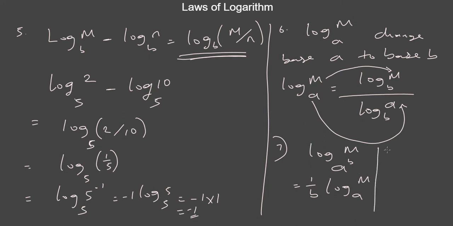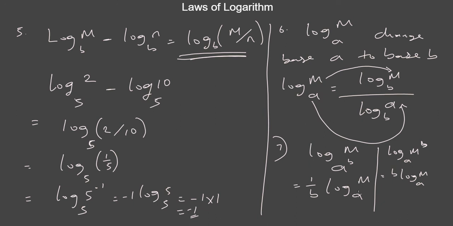This is what I mean. Let's say I have log m raised to the power b, with base a. In this case, I'm going to write it as b log m to base a. But if it is the base that has the power, you invert the power by the time you take it to the back. If it is the number that has the power, you just take the power to the back. But if it is the base with the power, you invert the power, then multiply it to log m to base a. So that was the seventh law.